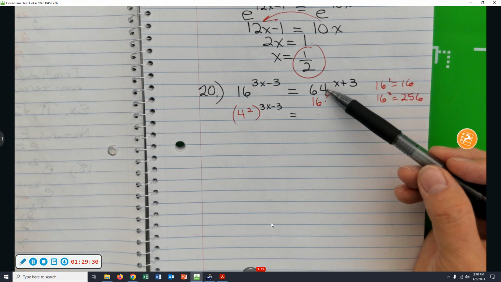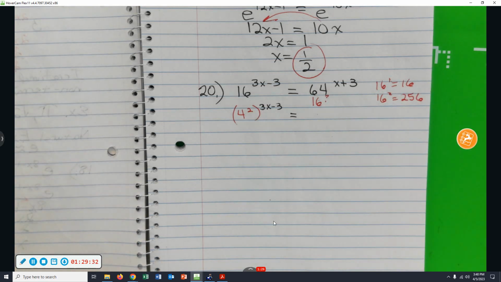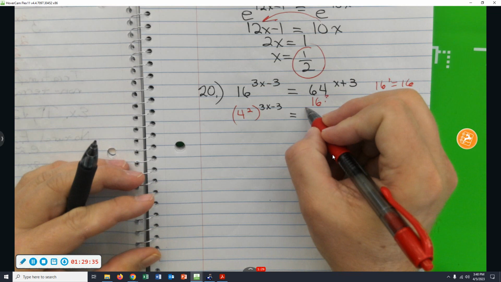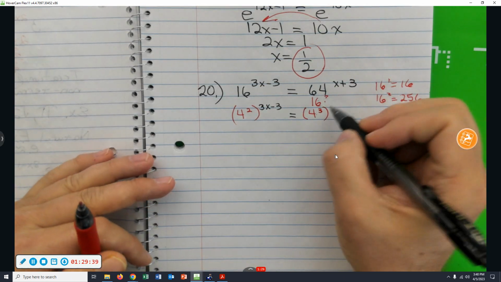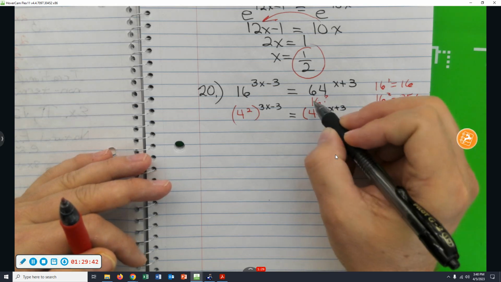Now, let's write 64 as 4 to the power. 4 to the third power, 4 cubed. Good. This is one of those that takes a lot of thought.